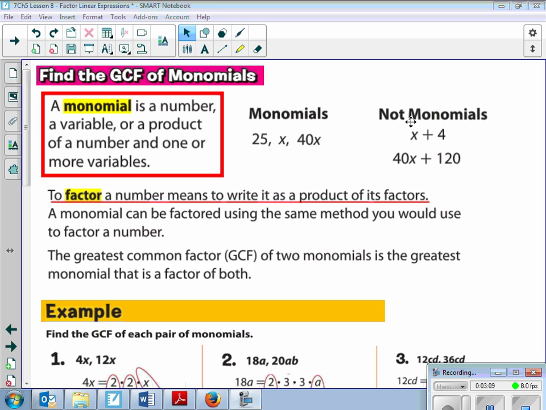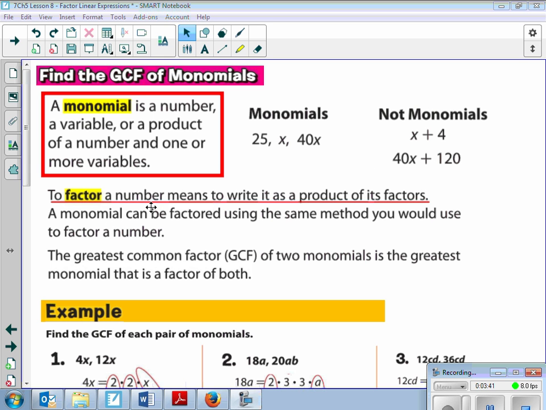Now here, these are not monomials. These are 2 separate terms, okay? If you look at the monomials, it's all multiplication. Does everybody see that? Over here, for the non-examples, their terms are separated by an operation. So those are not monomials. If you have an addition or subtraction in there, it is not a monomial. You got it? All right.